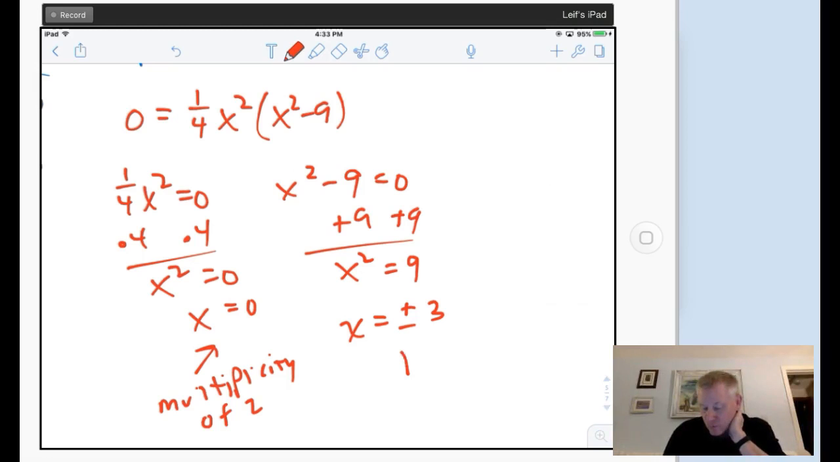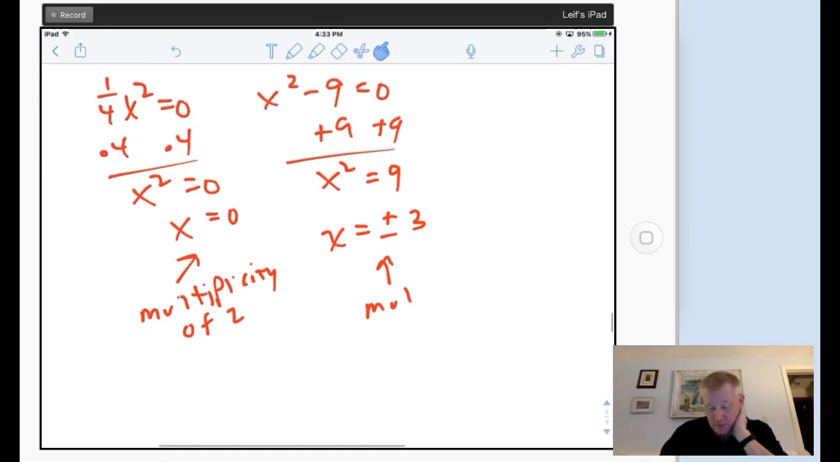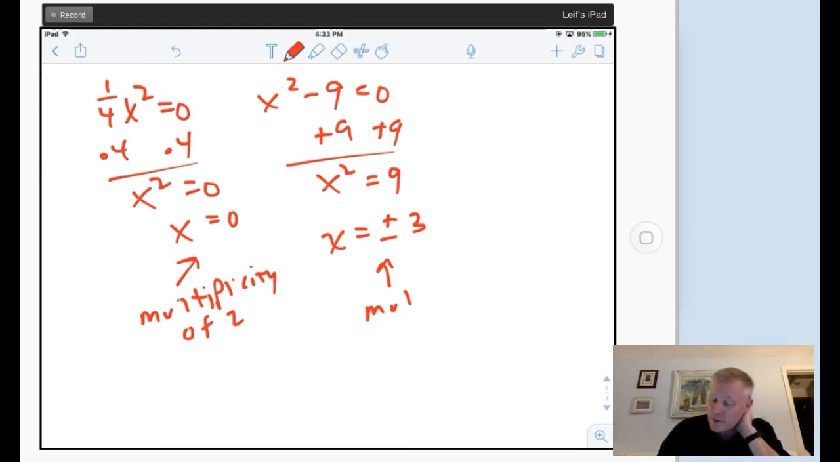This one's multiplicity of 1. Even though it's an x squared up here, you get the plus or minus 3, which gives you the two answers. I could also factor that, and get x plus 3 times x minus 3, which is your x squared minus 9, which would have given me the other two answers.